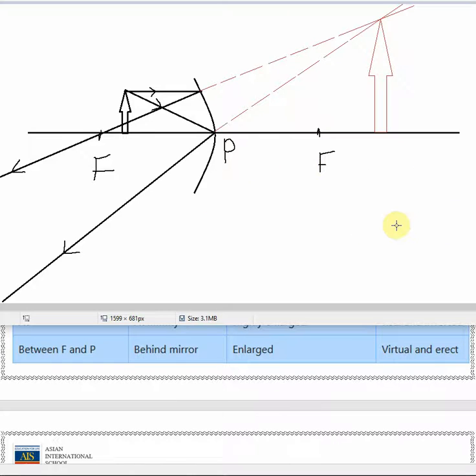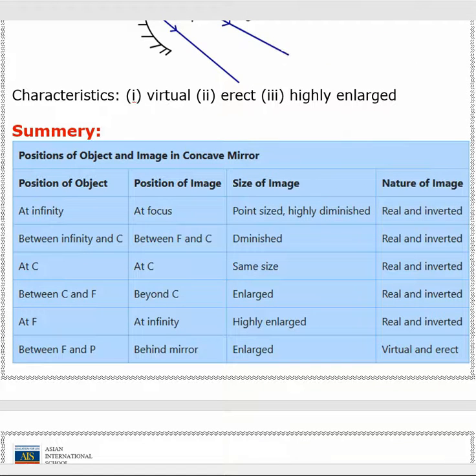So this is how you will practice all the five drawings. I hope you will be able to draw for yourself, putting the objects in different places. And this table, as I told you, if you memorize this, it will be easier for you to draw the images.